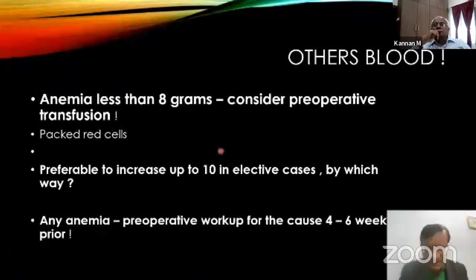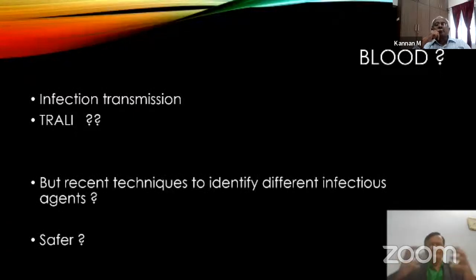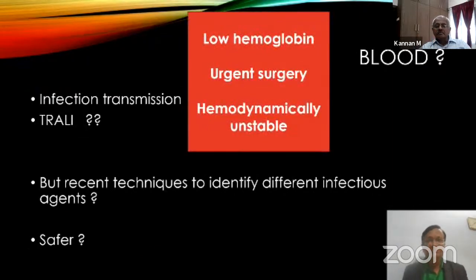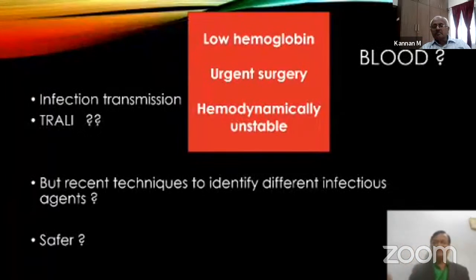So we have got a better RBC level after the bleeding. Anemia less than 8 grams, yes, consider preoperative transfusion. Preferable to increase up to 10 in elective cases. By which way? Preoperative workup for the cause 4 to 6 weeks prior, ideally. Now, yes, we give blood. Okay. Now, what are the problems? There is infection transmission, transfusion related acute lung injury. But now, recent techniques and evolution have led towards safer blood. But if you have a low hemoglobin and you want urgent surgery and the patient is hemodynamically unstable, think of others' blood.